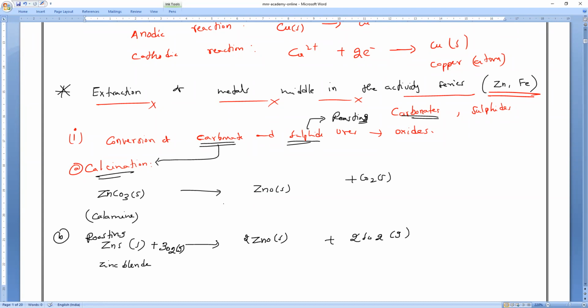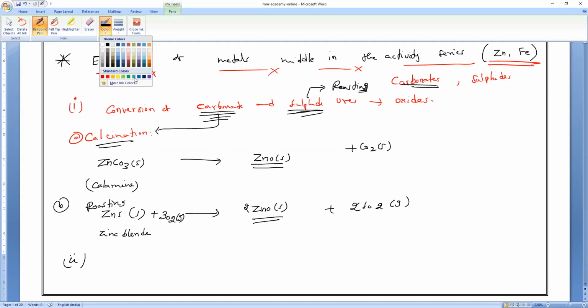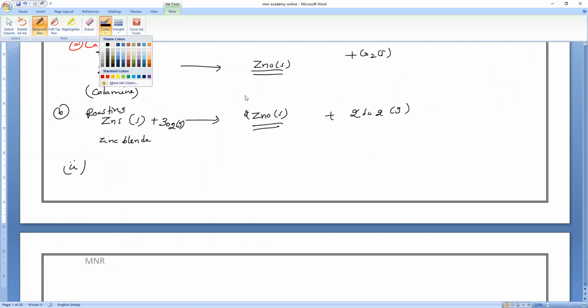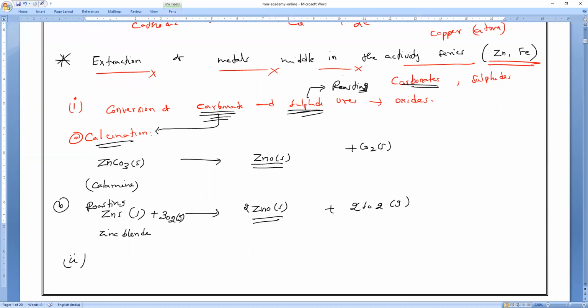So after converting the carbonate and sulfide ores into oxides, what is step 2? It is not an easy one. Moderately reactive metals, many things we have to take care of. Look into your book. After converting into oxides, what else do we have to do? We undergo reduction by something. What is that?